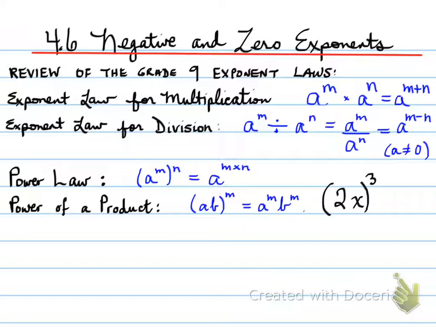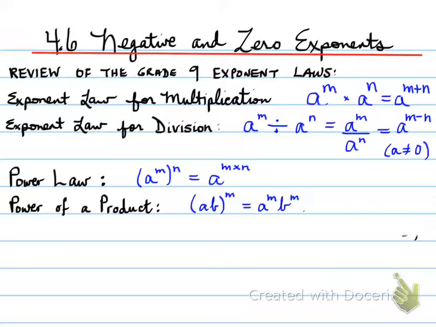So what will this answer actually be? Well, the 2 will get the exponent 3, as will the x get the exponent 3. So our answer will be 2 to the power 3, which is 8x cubed. So there's an example of where this power of a product works for us. This is an important one because it's used quite extensively in algebra.